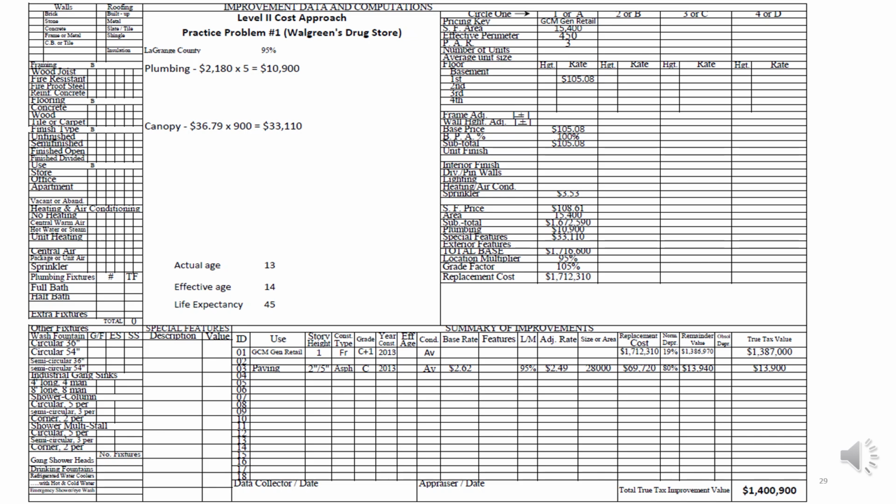Now we're going to go ahead and take our depreciation out of our replacement cost. That's going to give us a remainder value of 13,940. Again, since there wasn't any obsolescence depreciation, we're going to round that to the nearest hundred, and we're going to get a true tax value of $13,900. Next, we're going to go ahead and add the two of those together to get a total true tax improvement value of $1,400,900. This is a very good problem to be comfortable with.